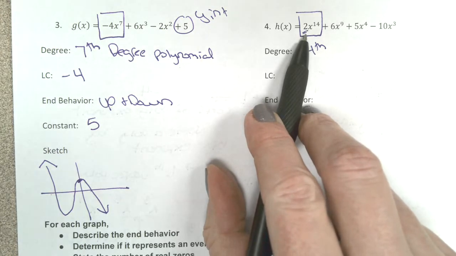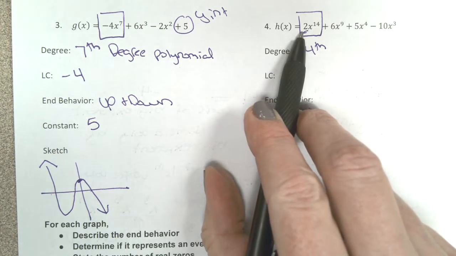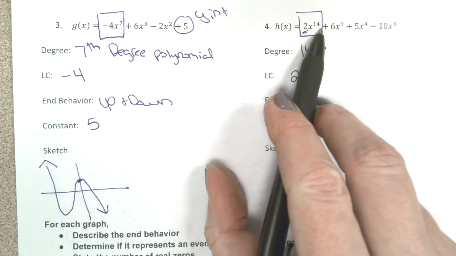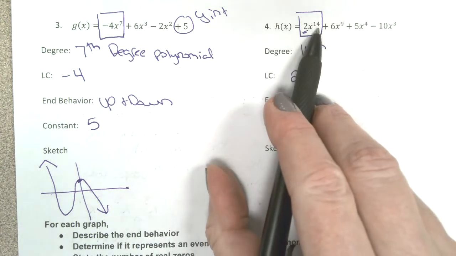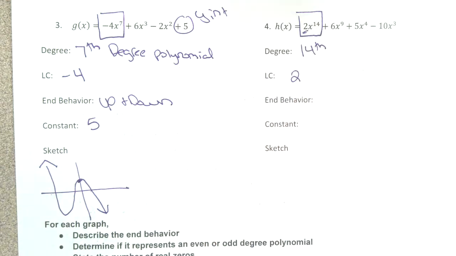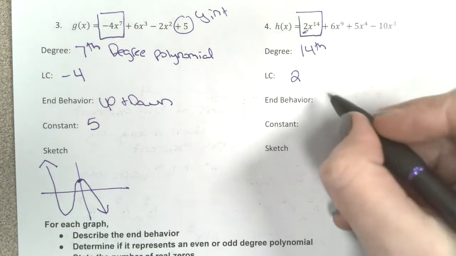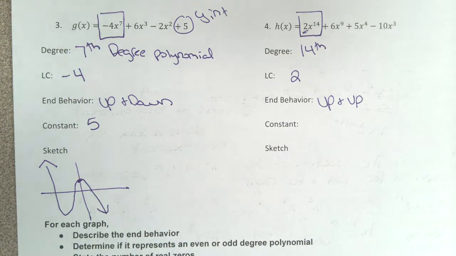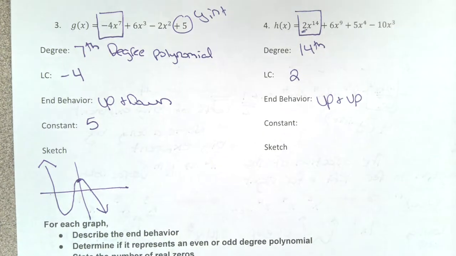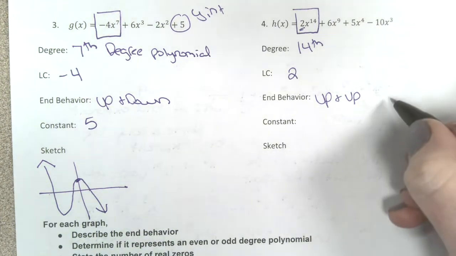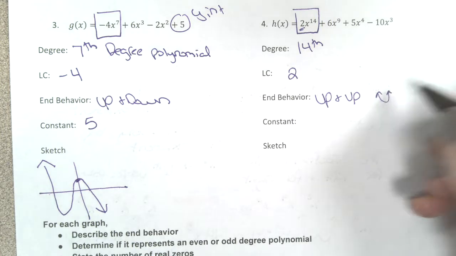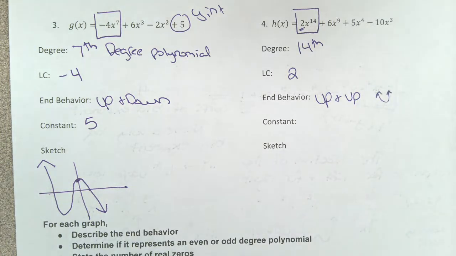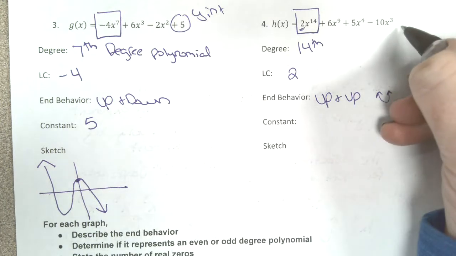All right, so do you remember? The leading coefficient's a positive number, and your biggest exponent is even. I can tell you that that is up and up, because anytime it's an even number, I think of a parabola. So I know it's going to look something like that, but with a lot of twists and turns in the middle.